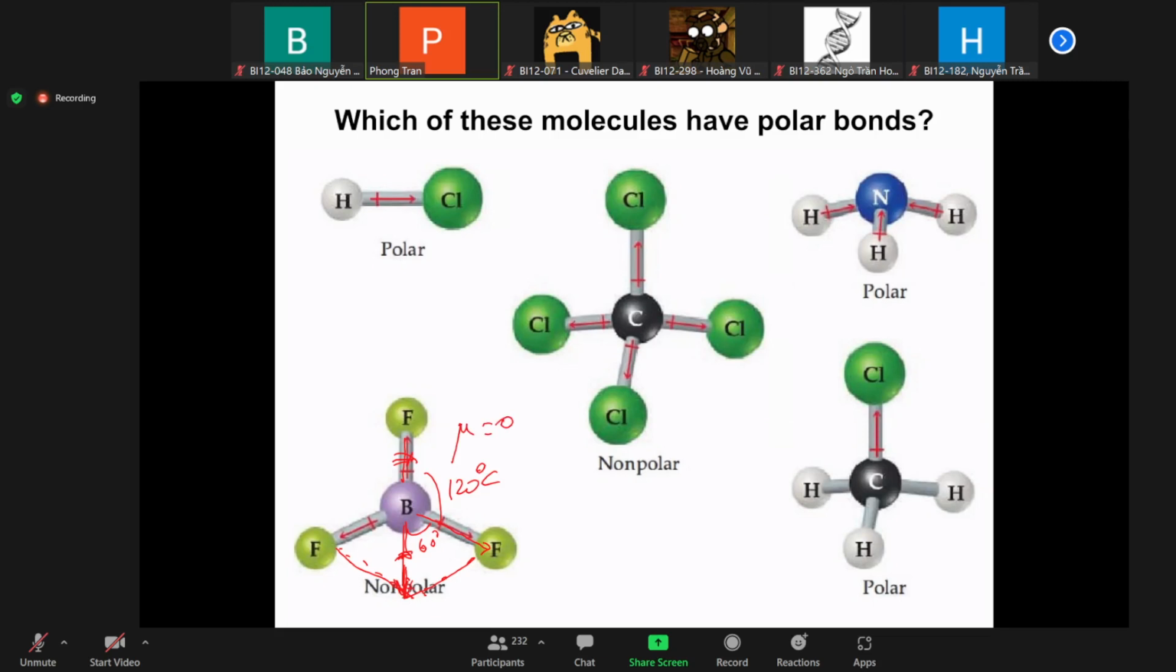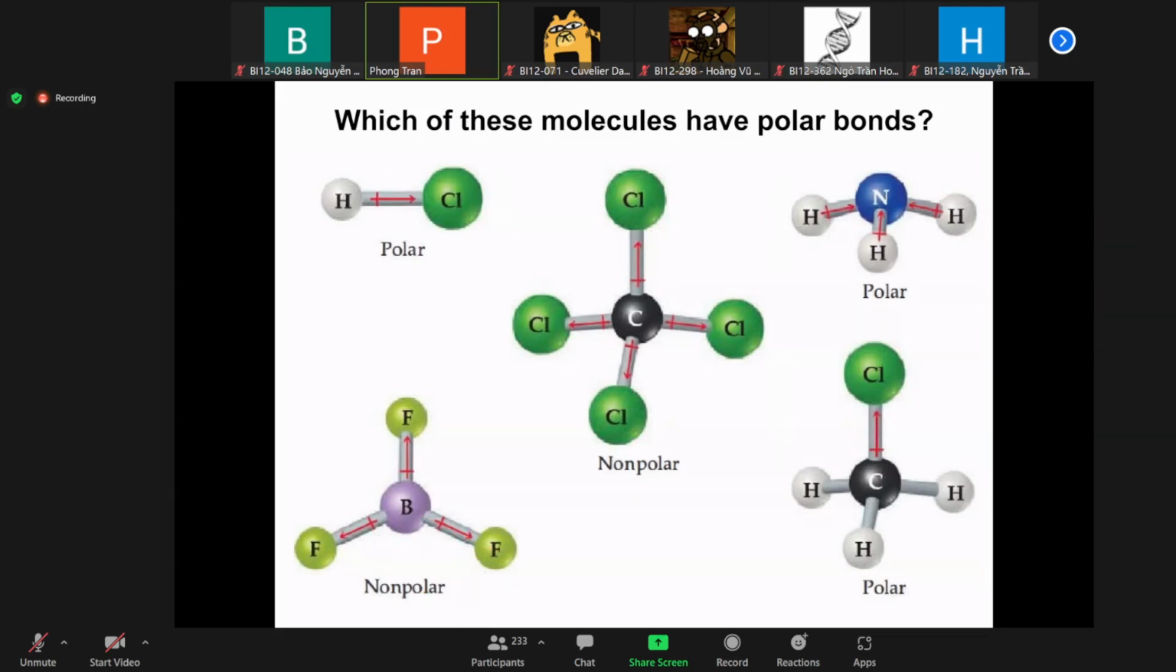The same goes for the molecule of CCl4. But for the case of NH3, when you make the combination, you will see that the final vector is different than 0, so you have a polar compound. For CH3Cl, you also have a polar compound. So this is quite simple. First, you identify the vectors representing the polarity of each single bond, and then you do the vector combination.